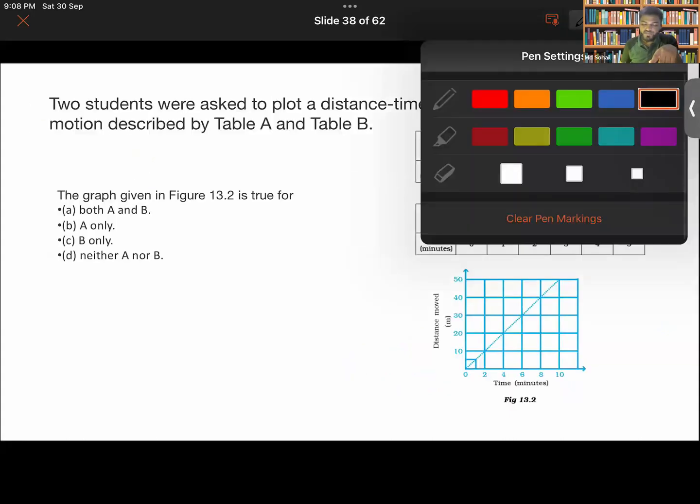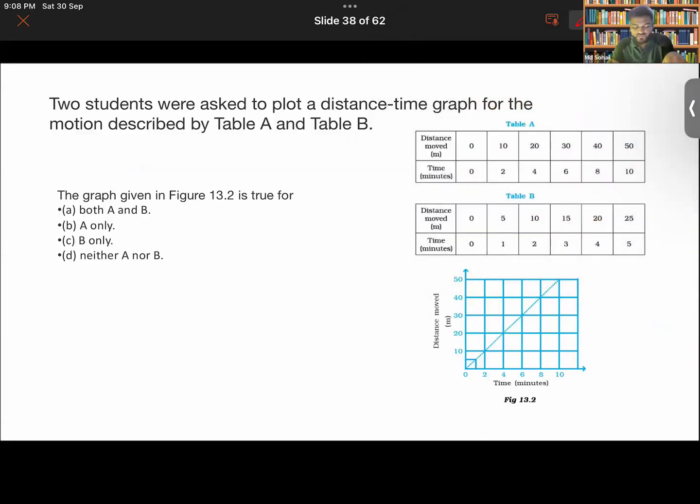Here's a good question. It is to all three of you. One of you, please read the question. Two students were asked to plot a distance time graph for the motion described by table A and table B. Have a look at table A and B. You have to show whether the graph drawn here is correct for table number A or table number B.